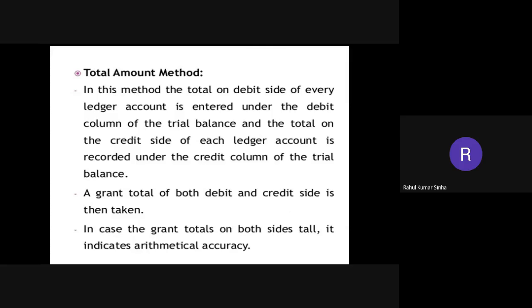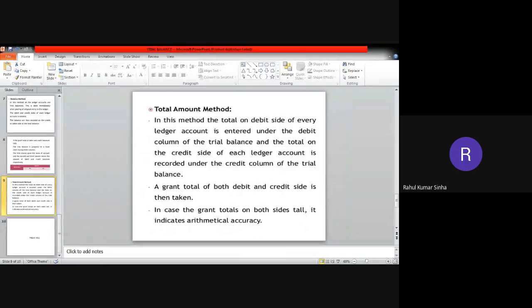And in the total amount method, here you do not calculate the balances, but you put the total of debit on the debit side and the total of credit on the credit side. And in the trial balance, if the total of debit matches with the total of credit, it means we have followed everything properly. So this is all about the trial balance, and in the next video I will share how to prepare the final account.